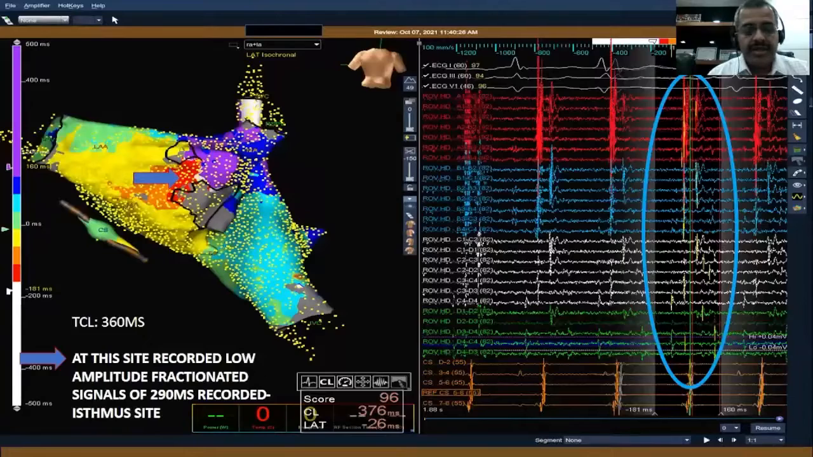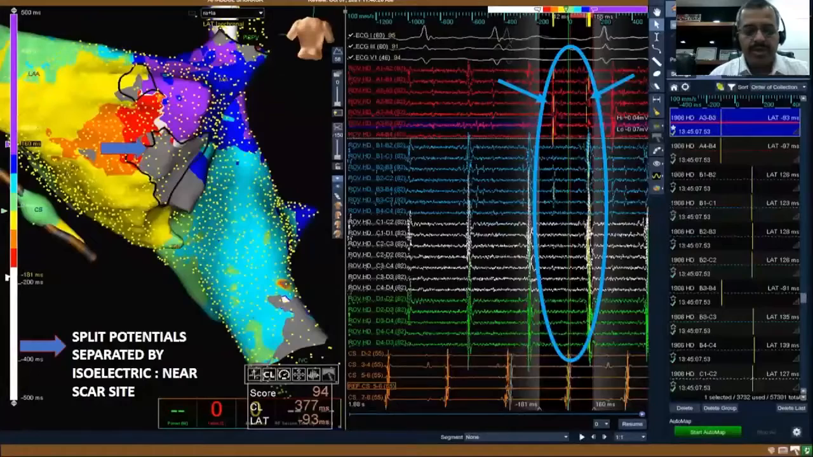You could see that at this site between the scars, you could really find beautiful signals, low amplitude, fractionated signals, which covered almost 290 milliseconds of the entire 360 milliseconds of the tachycardia cycle, indicating that this was definitely the critical isthmus. And below the isthmus, you could find split potentials on the HD grid, which were separated by a very good isoelectric line indicating scar.